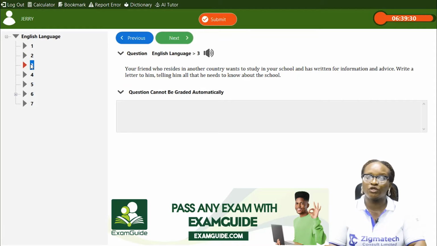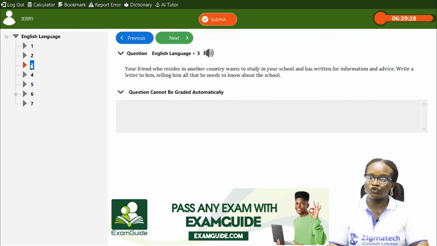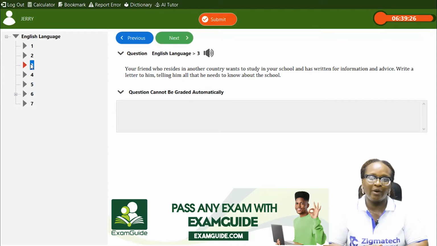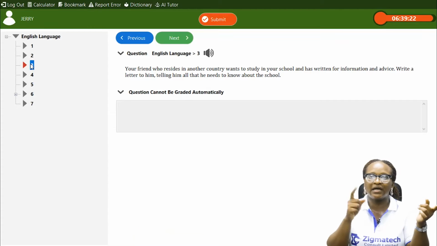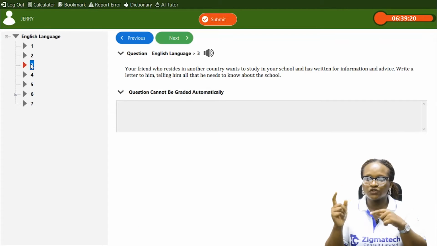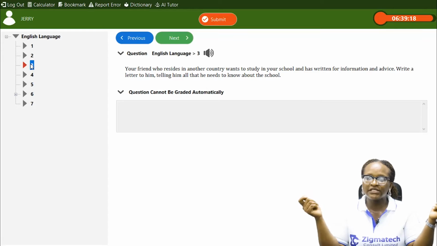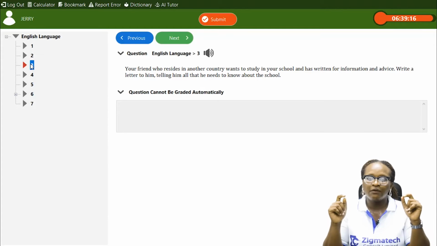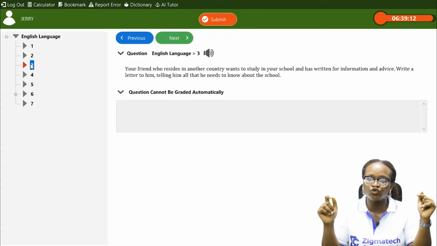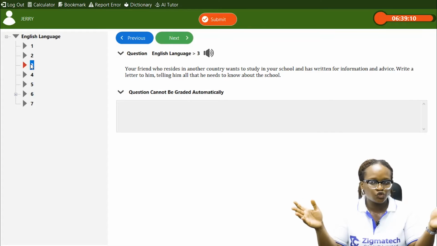So I'm not going to waste so much time again. It's just for us to read and tell us how to go about them. Now the third one says, your friend who resides in another country wants to study in your school and has written for information and advice. Write a letter to him telling him all that he needs to know about the school.